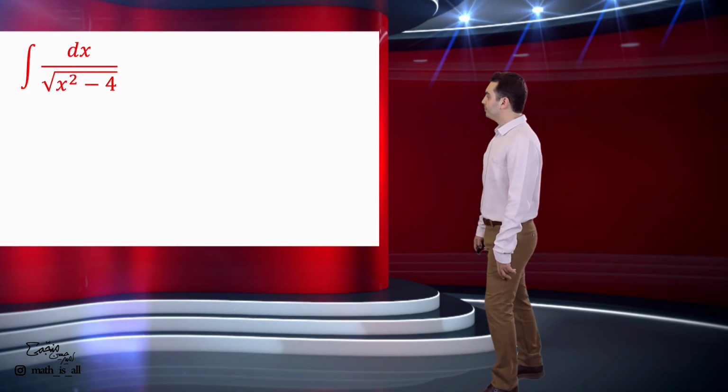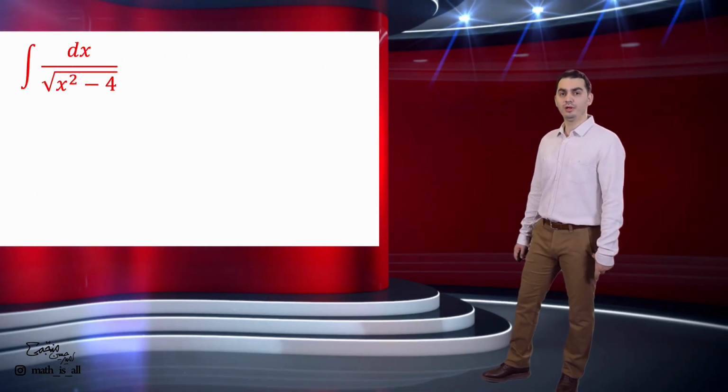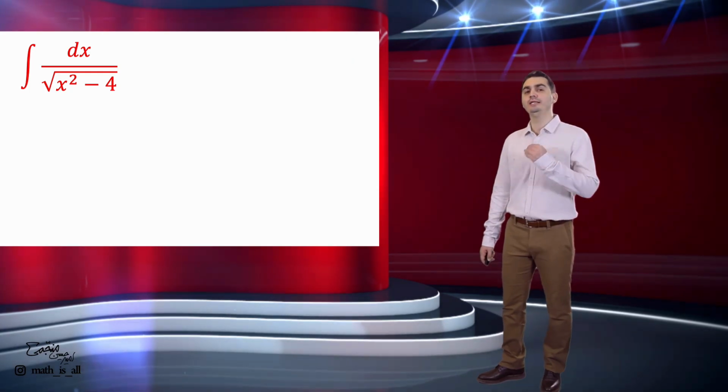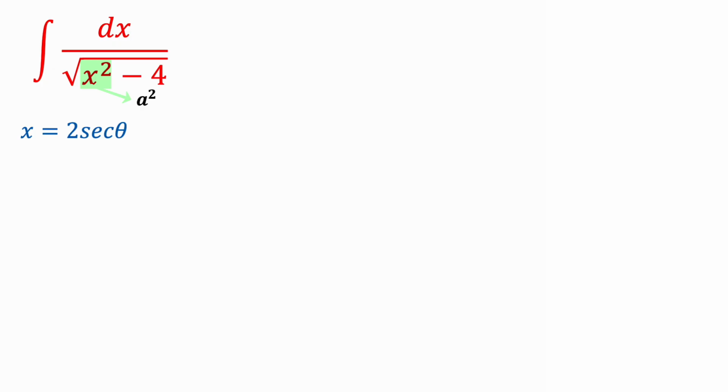Let's move on to an example. The integral of dx divided by the square root of x squared minus 4. This is in the form of x squared minus a squared. What do I take x as? I'll take x as 2 secant theta.